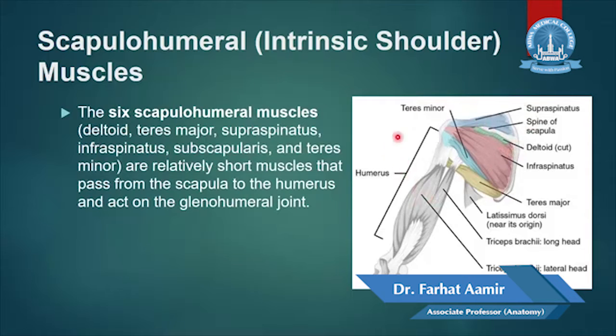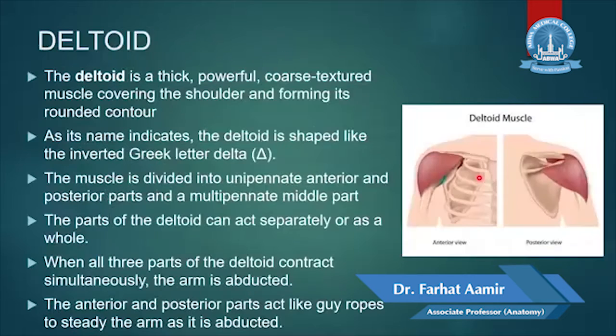When we remove the above muscles, which are anterior and posterior axioappendicular muscles, then only we can see the scapulohumeral muscles. That's why they are named as intrinsic shoulder muscles. Extrinsic shoulder muscles were trapezius, latissimus dorsi, levator scapulae, and rhomboids muscle, which were posterior axioappendicular muscles, and I have described those muscles in another presentation. First of all, we will discuss the deltoid muscle.